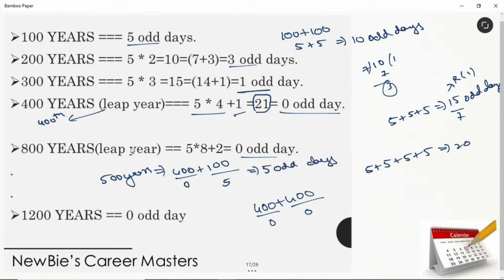Like this. Just remember the values for these years. That is 100 years, 5 odd days; 200 years, 3 odd days; 300 years, 1 odd day; and 400 years, 0 odd days. Just remember this. Then you can solve for all century years.